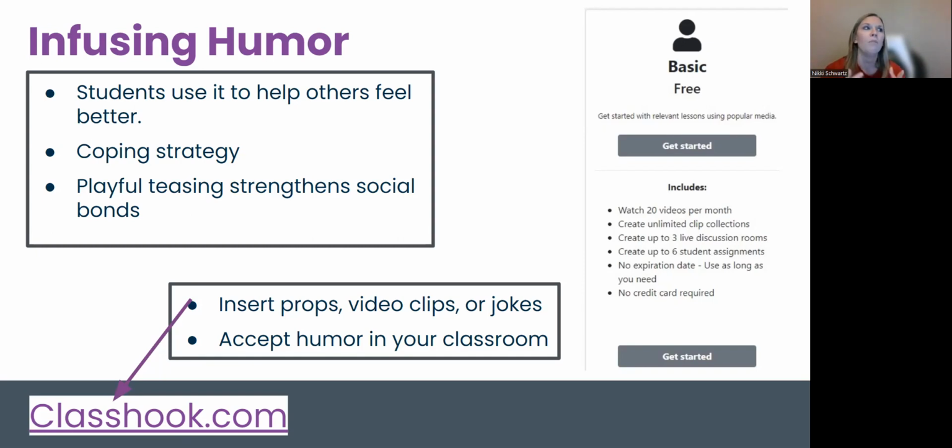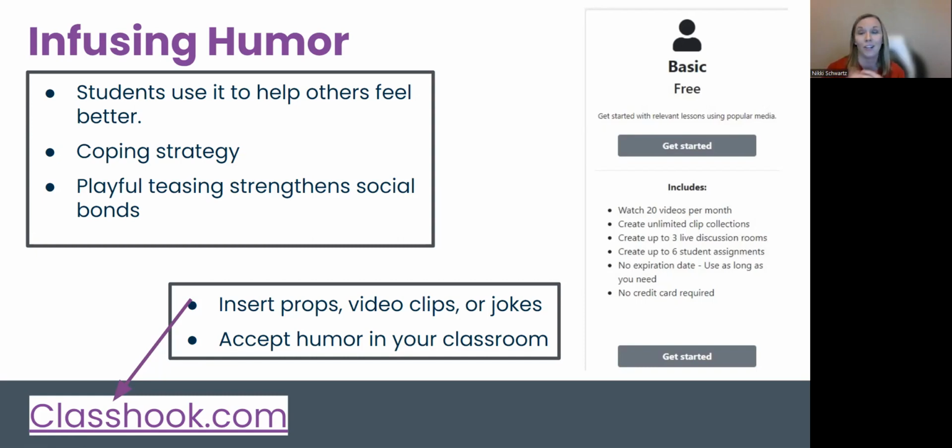It shows that playful teasing actually strengthens social bonds. So just having that playful banter, you think about your friends that you're close with, you have inside jokes, you have little funny things that you do. It's the same thing with kids. When you can have those funny little moments with them and you can put it into your classroom, it just shows that you're human.